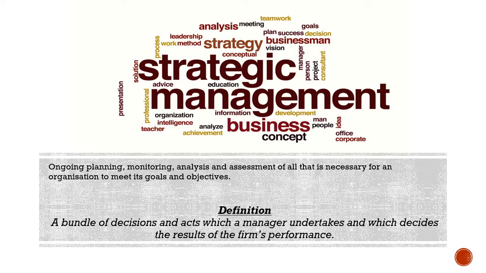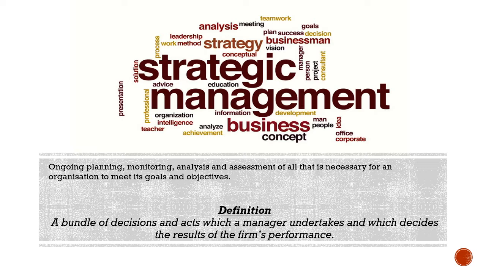Let us understand what exactly strategic management is all about. Simply put, it is the ongoing planning, monitoring, analysis, and assessment of all that is necessary for an organization to meet its goals and objectives. Now, every organization has got its own goals and objectives. Strategic management is a tool or a means or a way through which these goals and objectives are attained.